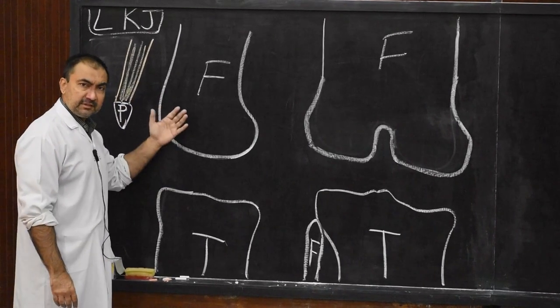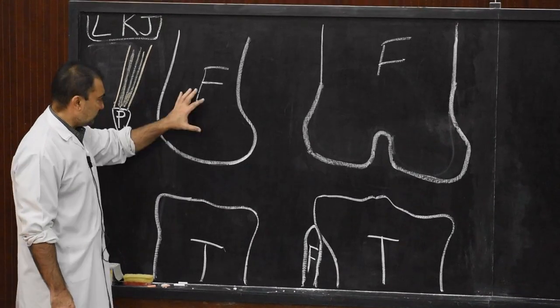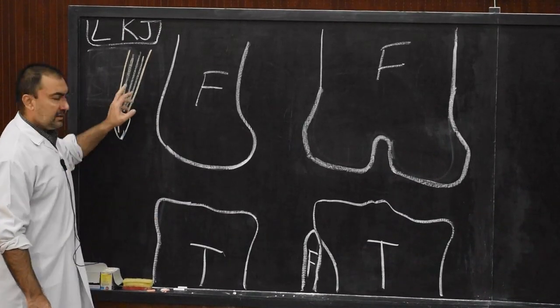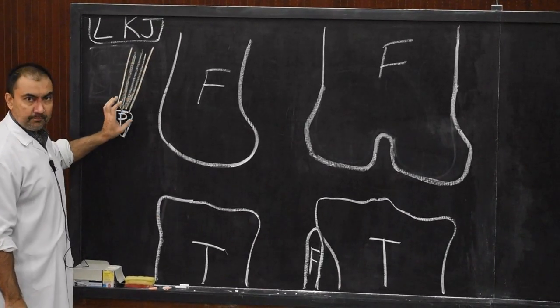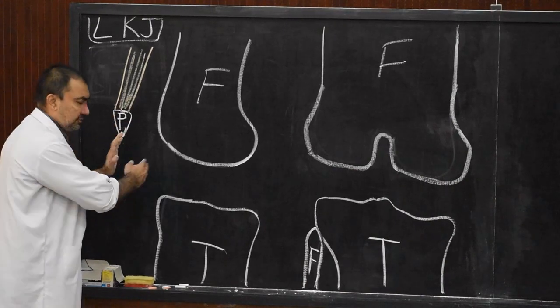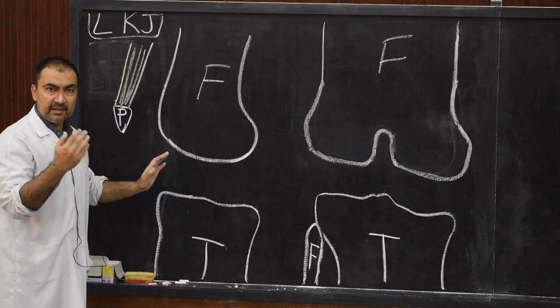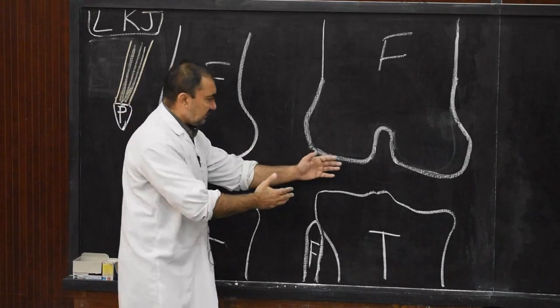The first diagram is the sagittal section: femur, tibia, patella. This is the quadriceps femoris muscle. Leave it as it is. We are going to show the reflections of capsular ligament and synovial membrane. Second diagram over here, please draw.